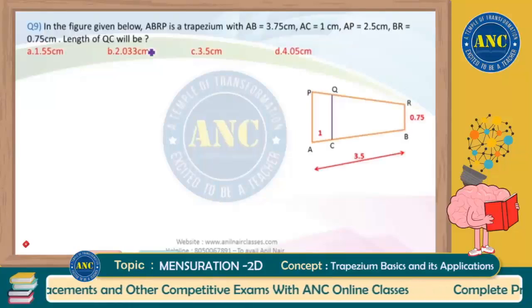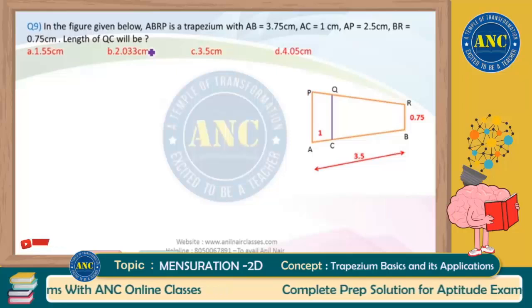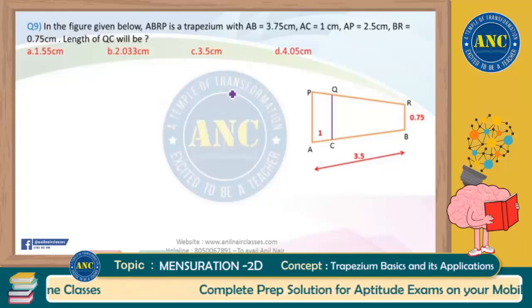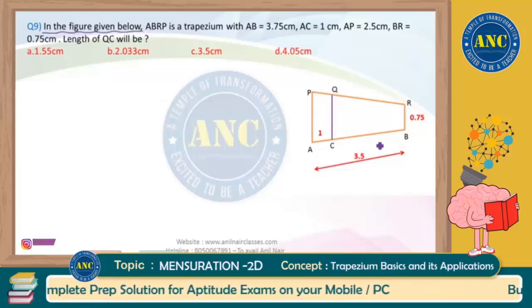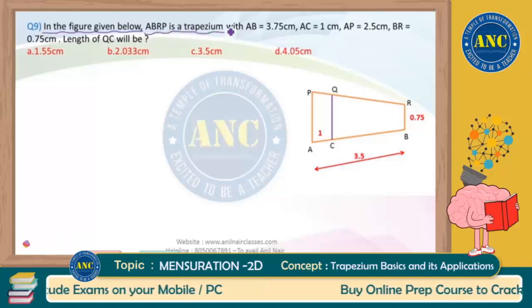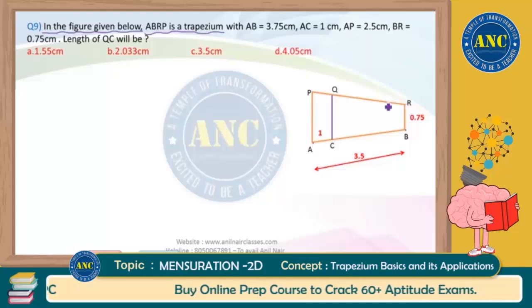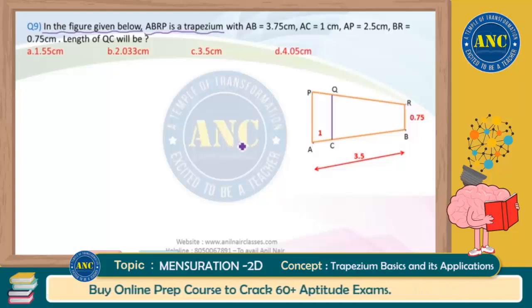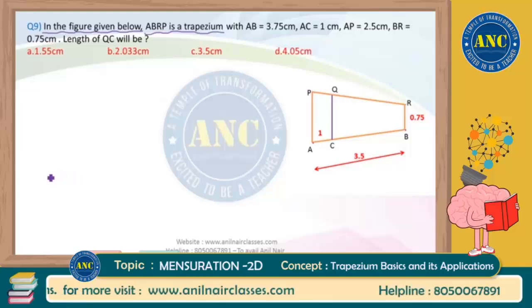Next question. Again a very very good question. It might not be an examination question, but it's a very good question. Listen to this carefully, sir. In the figure given below, there is some figure given on the right side of the screen. ABRP is a trapezium. Now A, B, R, P, this is a trapezium. The trapezium is tilted like this. I don't like to have this kind of trapezium, so I will write it in the way I like it.